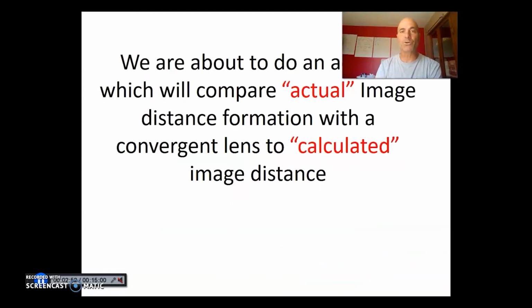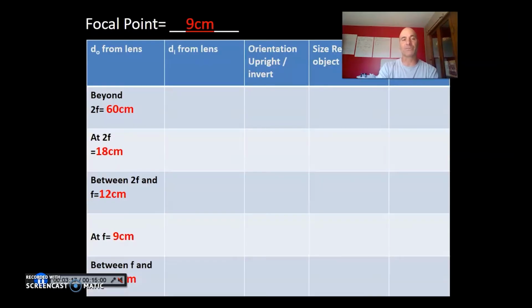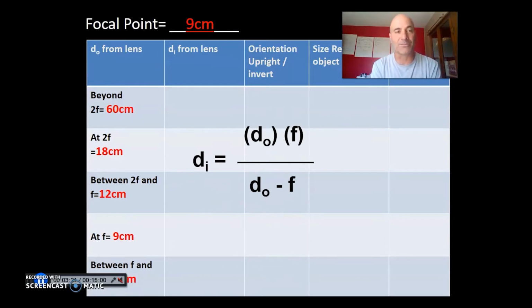So we're going to do a quick little activity here, which is going to compare the actual image distance to the object distance. And we're going to use the mirror equation for this. So this is going to be just like the activity we did with the candle and the mirrors last couple weeks ago. But this time we're going to be using the lenses for this. One lens, a converging lens. So this is what you're going to see in the video.